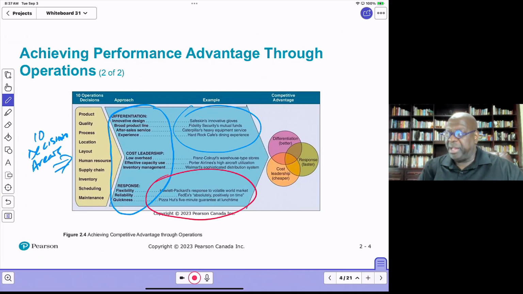So by leveraging your 10 decision areas of OM and identifying which of those levers are critical, and then focusing them in a way that you get the kind of impact that you're looking for, either differentiation, cost leadership, or response, will ultimately help you achieve this performance advantage, right? And remember, if we say performance advantage, it could apply to both competing organizations and non-competing organizations. Okay?